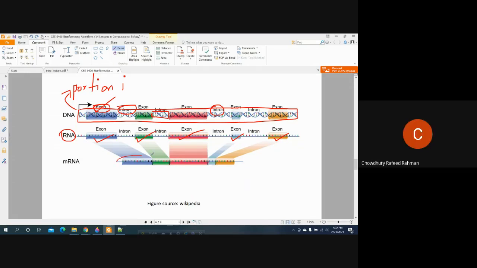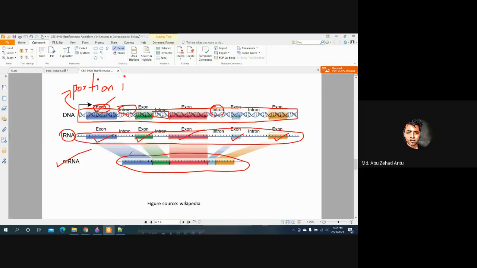Now this RNA is mRNA. So what is mRNA? There are actually three types of RNAs. I shall go through them shortly. M for messenger RNA. Now one thing to note is that this portion, is there a double strand here or a single strand? Single strand.